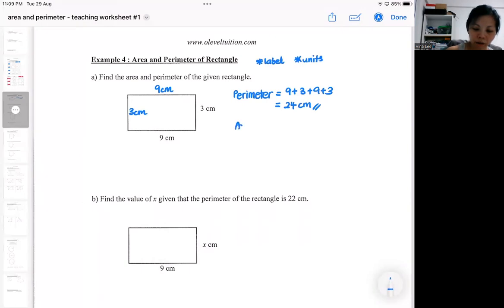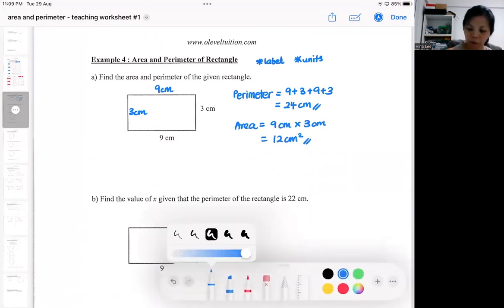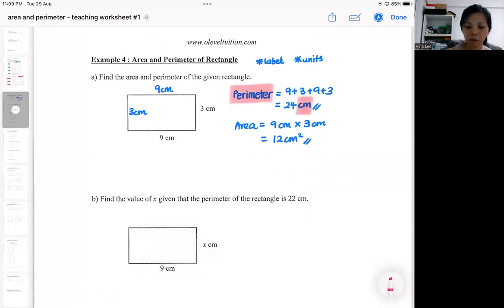The area is just length times breadth. So it's just 9 centimeter times 3 centimeter, which gives you 27 centimeter square. Make sure you label. This is called label. This is called units. Label and units.